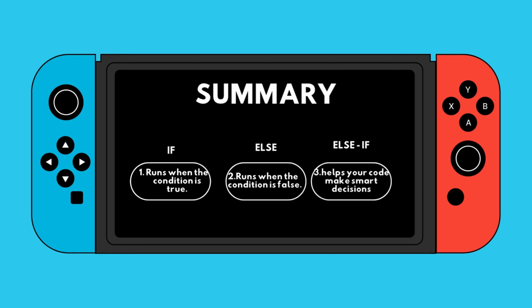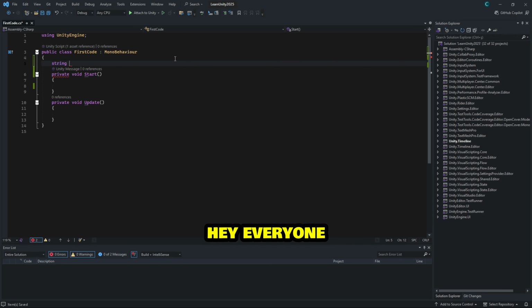If runs when the condition is true. Else runs when the condition is false. Else if helps your code make smart decisions. Hey everyone, if-else allows us to make decisions in our game based on different conditions.